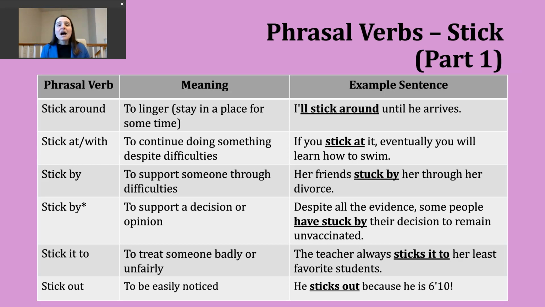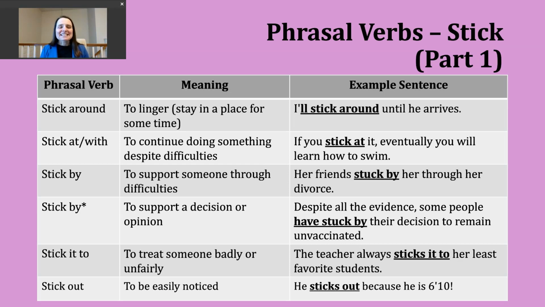Another phrasal verb you might hear is stick it to. This means that one person is treating someone else, or maybe a group of people, badly or unfairly. Here's an example of this. The teacher always sticks it to her least favorite student. This is an example of the simple present. We're describing a habit or routine. And here in this sentence, someone is suggesting that the teacher treats certain students unfairly or badly.